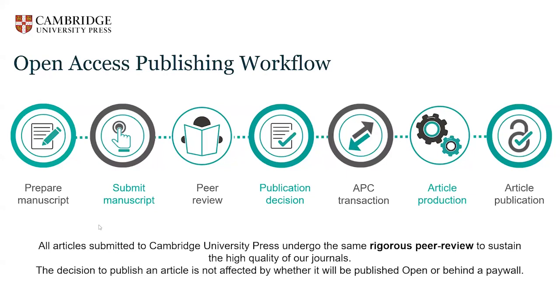You prepare your manuscript, you submit your manuscript to Cambridge journals, and then the manuscript goes through the peer review process and to the publication decision, and then the APC transaction, and then article production, then it's published, and then you promote your article. And all articles submitted to Cambridge University Press undergo the same peer review to sustain the high quality of our journals. The decision to publish an article is not affected by whether it will be published open or behind a paywall.